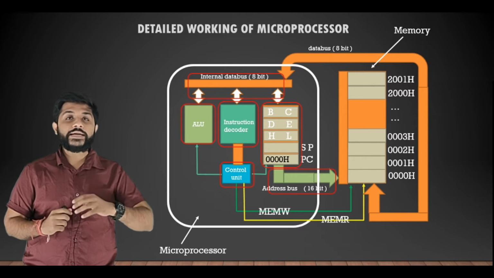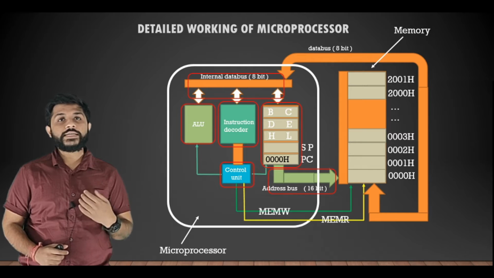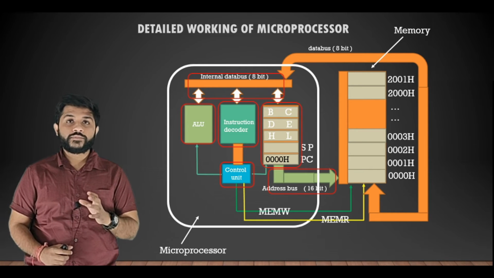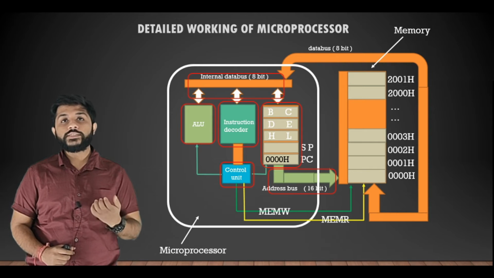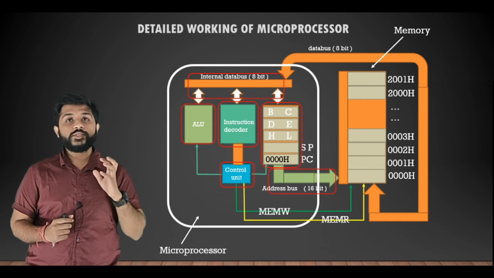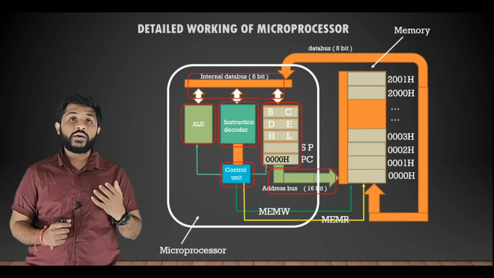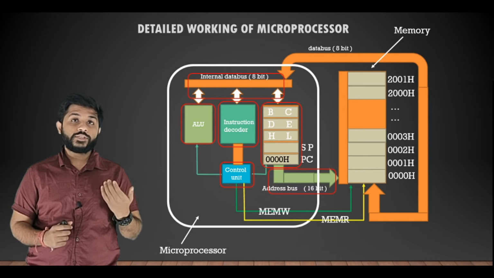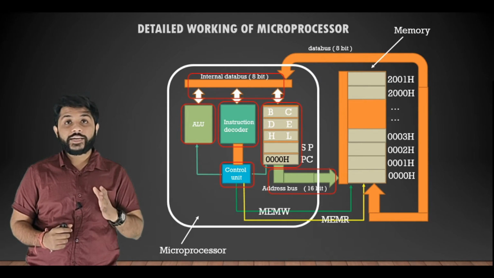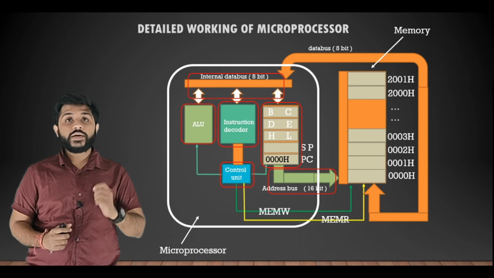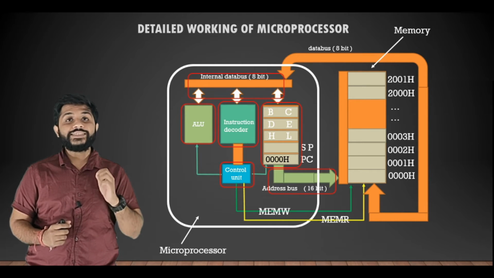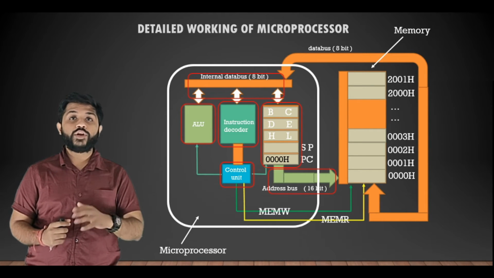For the 8085, the length of the data bus is 8-bit and the length of the address bus is 16-bit. Now what is the function of the data bus? Using the data bus, you can transfer data from the memory to the microprocessor, and the function of the address bus is to send the address. Right now, using the address bus, the microprocessor will send the address of the memory location.